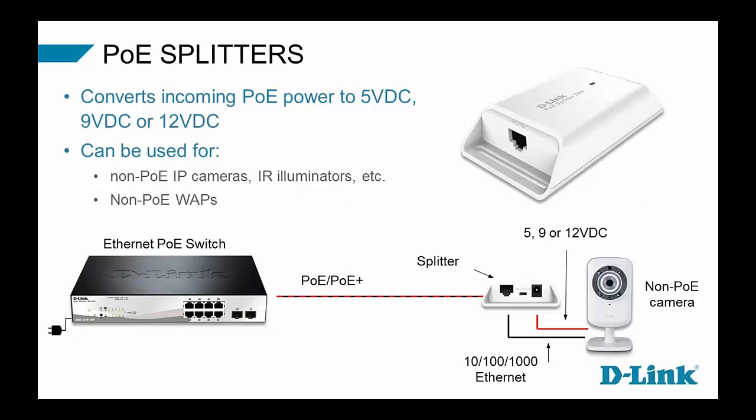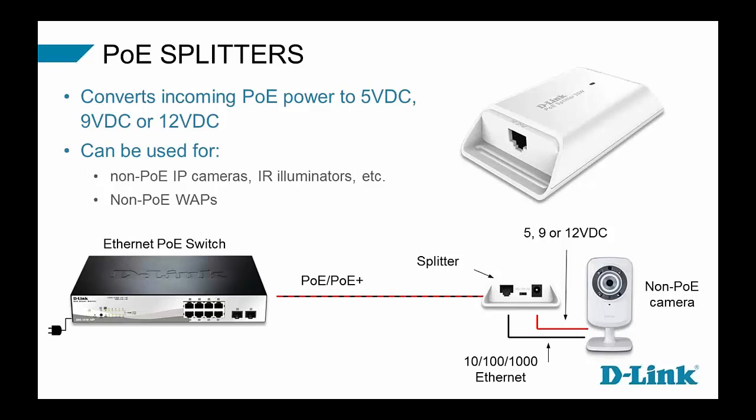Showing PoE splitters here. PoE splitters are devices that allow me to use PoE technology with non-PoE end devices. Shown here is a non-PoE camera. It could also be a non-PoE access point. And what we're doing is we're running power over Ethernet out 100 meters to the splitter device. And what the splitter does is it splits out the power from the data.